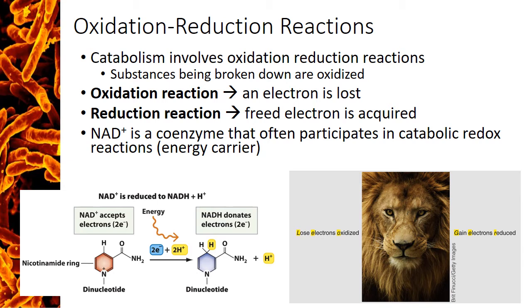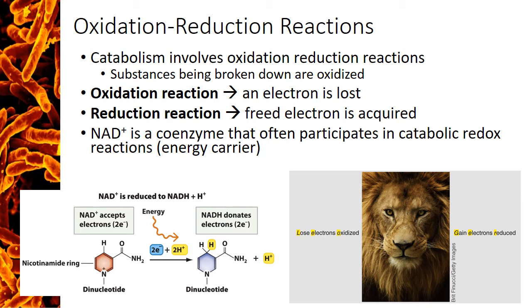Before we get to the details of the chemoorganotrophic pathways, I want to remind everyone that all catabolic pathways, no matter the classification, involve a series of oxidative reductive reactions. These redox reactions occur simultaneously, where electrons are stripped from one molecule and transferred to another. The molecule that has lost the electrons is said to be oxidized, but the molecule that has gained electrons is reduced.